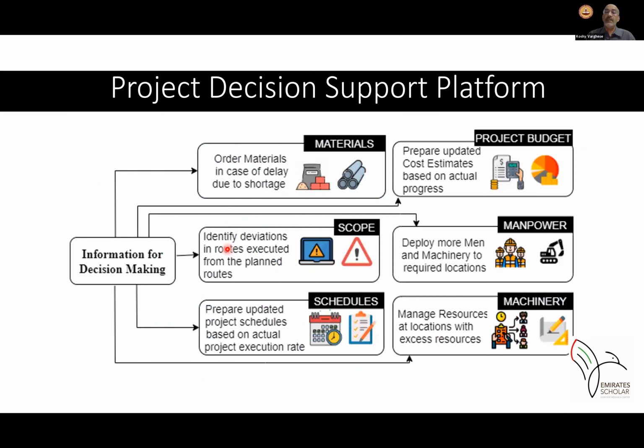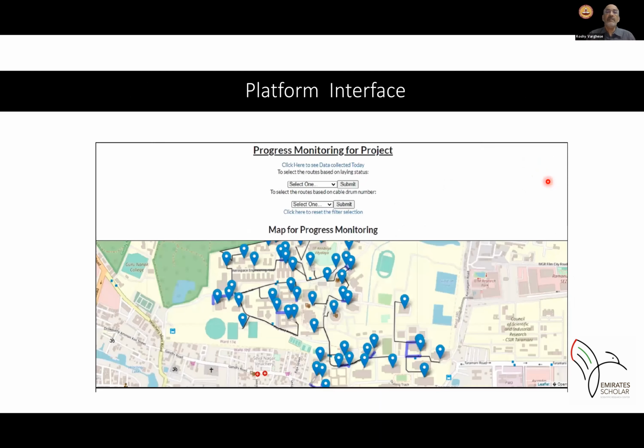And when we move this into where the project decision support comes, we found that there are several applications that it can be used for from an information for decision-making perspective. Whether it was your material management decisions, whether it was your project scope decisions, the schedules on your projects, the project budget, the manpower, machinery, all of these elements could potentially be modeled in this spatial database, and the results that came out would be far more effective, far more visual, far more location specific than if you use a normal project monitoring system.